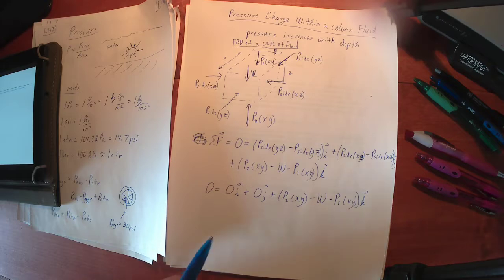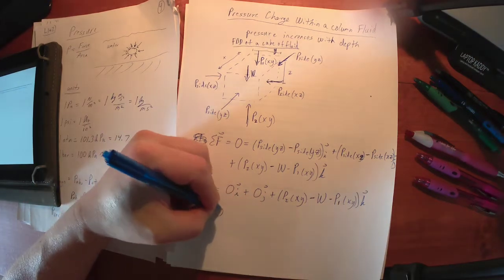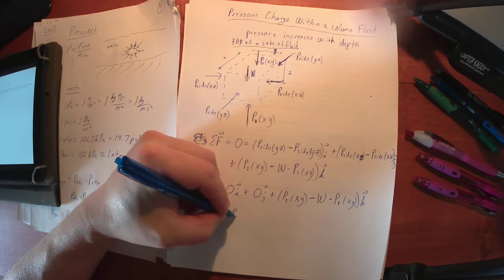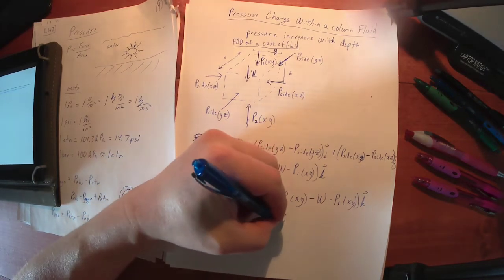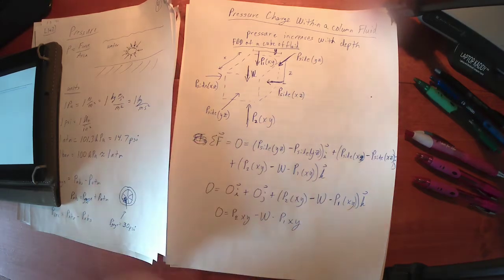Okay. Now, since it's all equal to 0, and I'm really just dealing with the z direction, let's not worry about the vectors anymore. Let's just say in the z direction, I've got P2xy minus the weight minus P1xy. We don't have to worry about the directions anymore because we're just in one direction now.